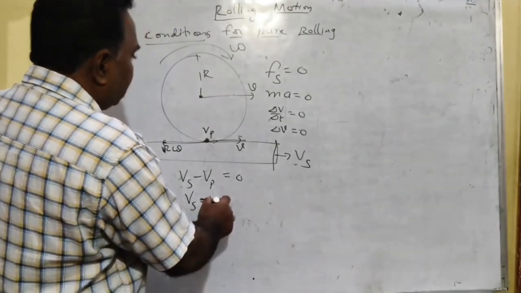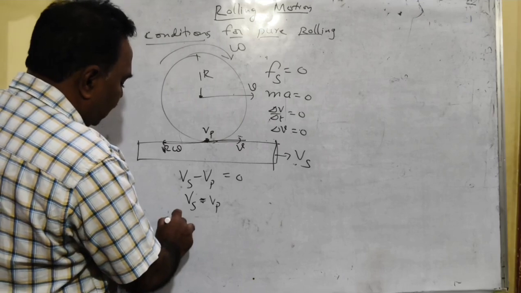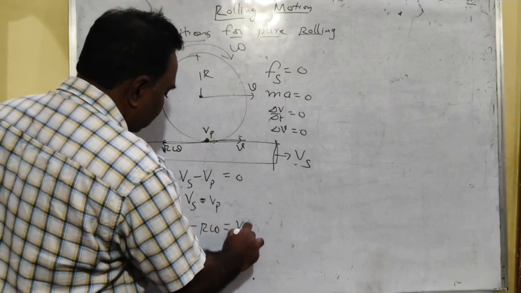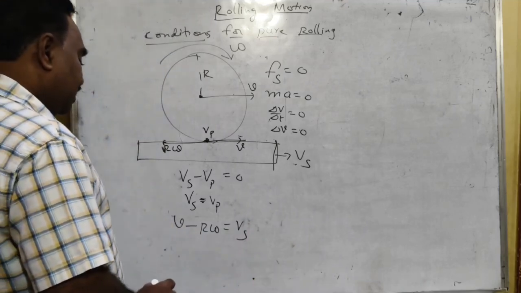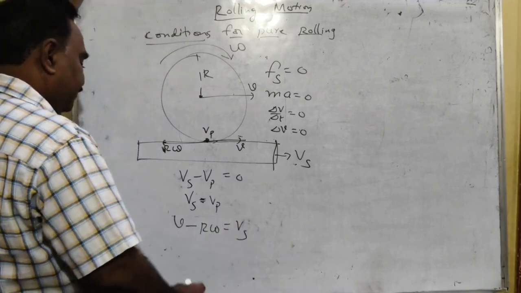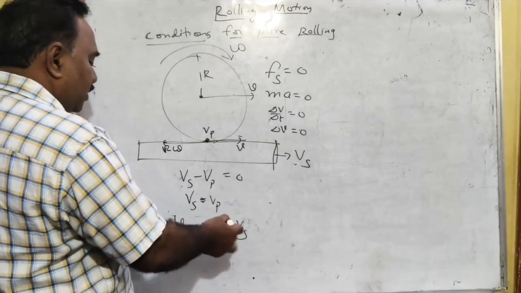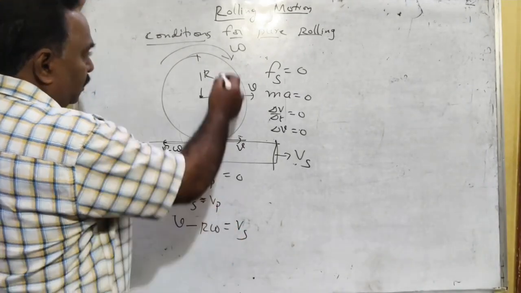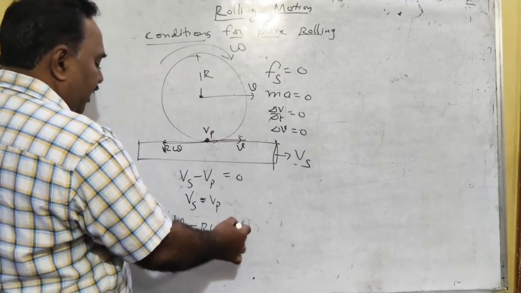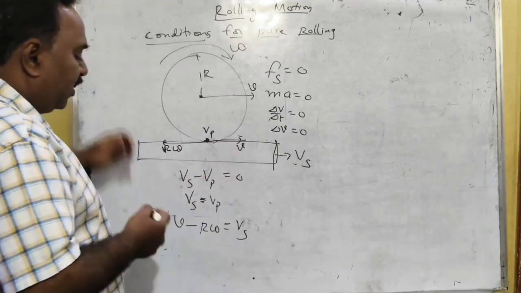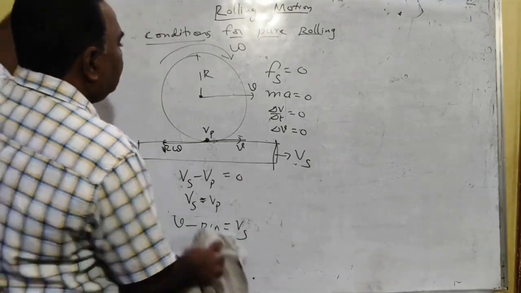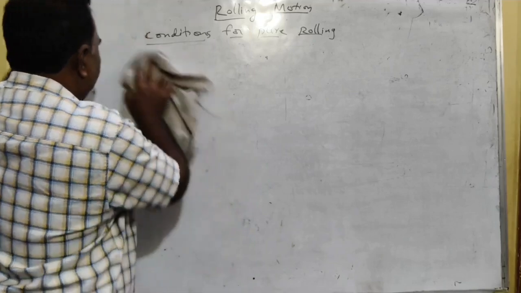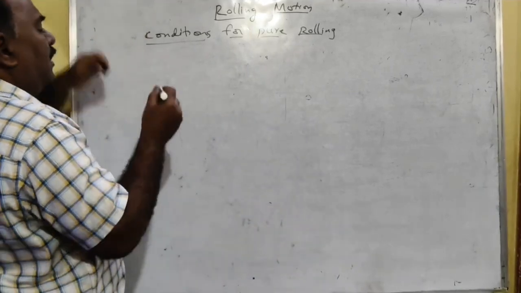That means the velocity of the particle we know. What is the velocity of the particle? V minus r omega, the difference, which is equal to Vs. In this case, suppose Vs is 0. Relative motion is 0 if Vs is equal to 0, then it comes under pure rolling motion. If Vs is not equal to 0, it is slipping forward or backward. Regarding this, we will do one problem, then we will get some clarity.